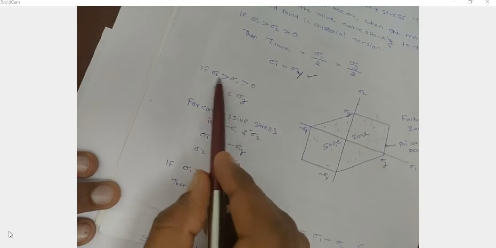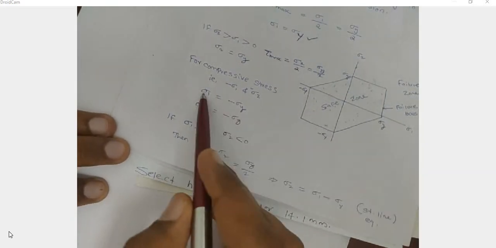Second condition is this one. If sigma 2 is greater than sigma 1, greater than 0, again we can write tau maximum equal to sigma 2 by 2, that is equal to sigma y by 2. From this we got sigma 2 is equal to sigma y.